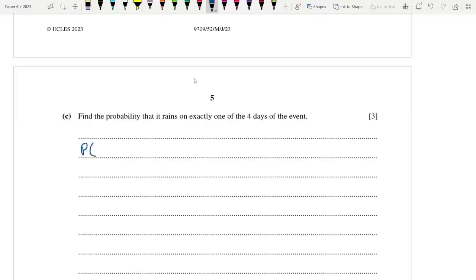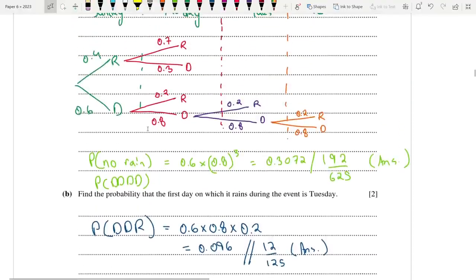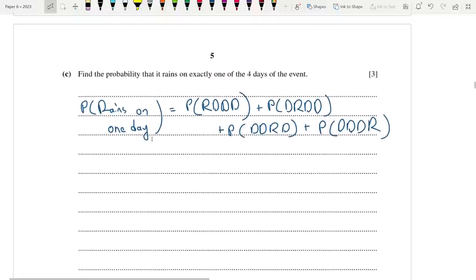P(rains on one day) is basically equal to P(rain, does not rain, does not rain, does not rain), then P(does not rain, rains, does not rain, does not rain), plus P(does not rain, does not rain, rains, does not rain). And finally, the probability that it does not rain on Sunday, does not rain on Monday, does not rain on Tuesday, and then rains on Wednesday at last. So we need to find these 4. Let's start doing it, step by step.